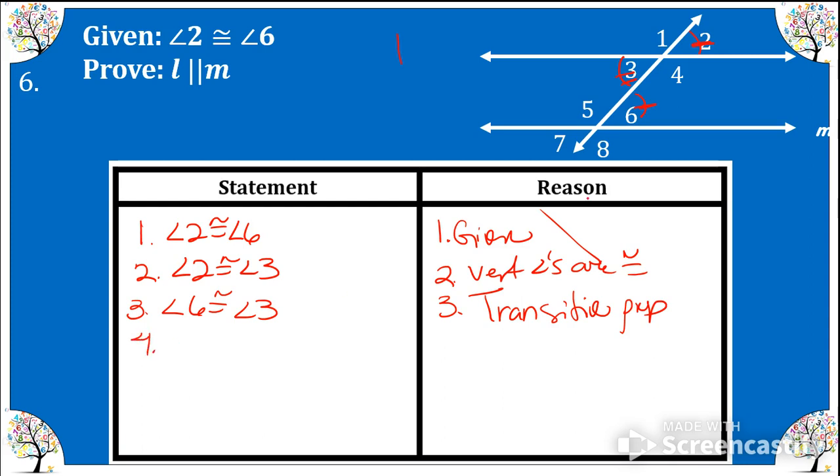And then if we know these two angles are alternate interior angles, we can use the alternate interior angles converse to prove that L indeed is parallel to M. It's the converse.